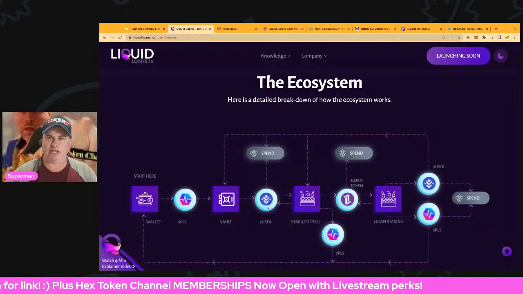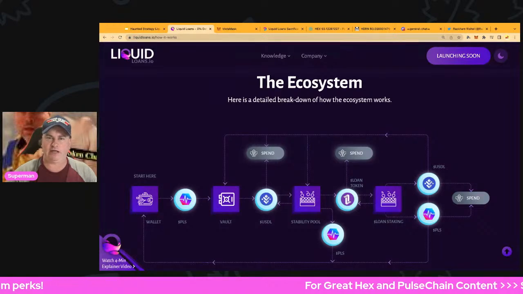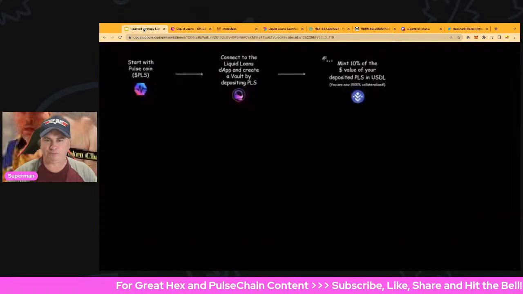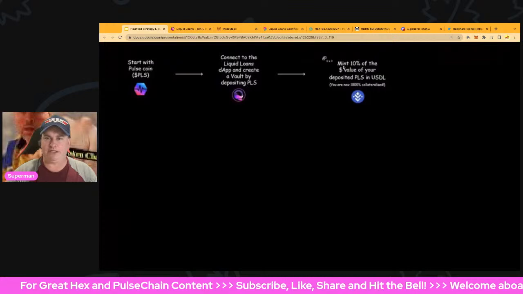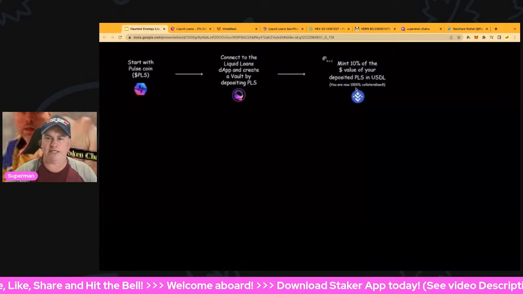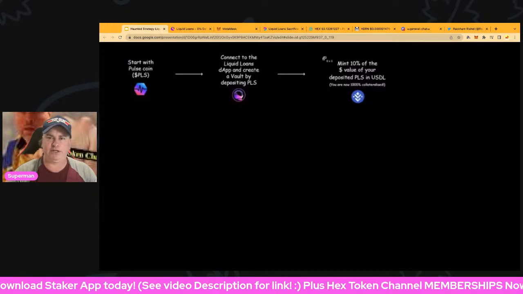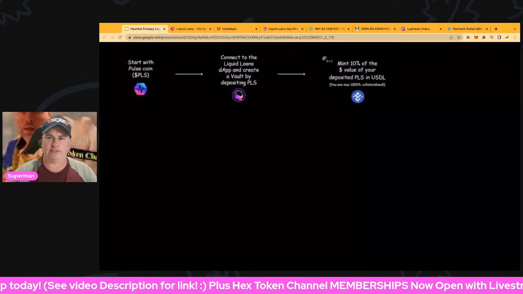Now, USDL is obviously going to be used for a number of trading pairs on Pulsechain. I suspect one or two of the pairs will be very big with USDL used as the stablecoin, and that could be super exciting. So I expect that to be a big trading pair, PLS USDL. So that's cool. Mint 10% of the dollar value of your deposited PLS in USDL. You are now 1,000% collateralized. So you're only borrowing 10% of the dollar value of your Pulse. So that's pretty much that.